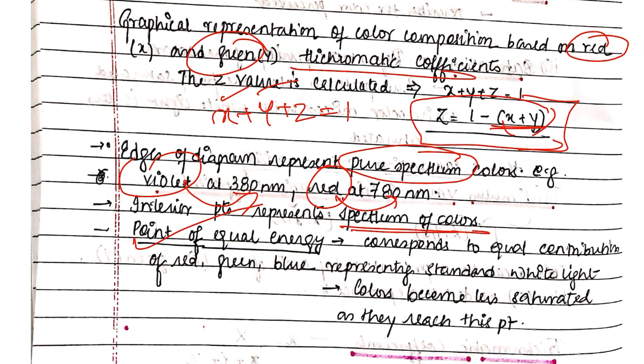And also there is something known as points of equal energy. What are points of equal energy? They correspond to the equal contribution of red, green and blue.